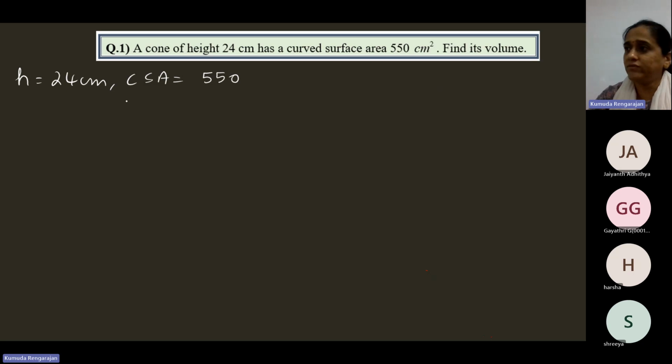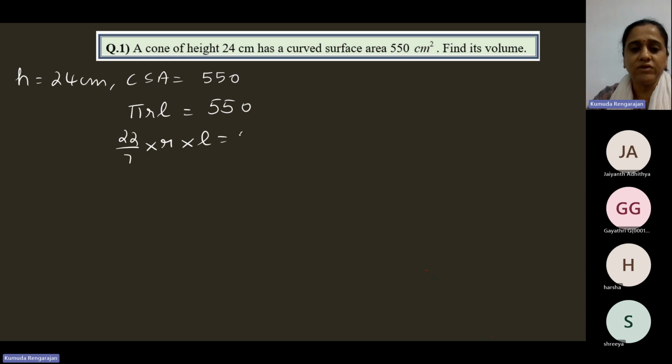Now let's work with CSA. CSA is 550. What's the formula to find the CSA? Pi RL. Pi RL is equal to 550. What's the value of pi? 22 by 7 into R into L is equal to 550. R we don't have, and L also we don't know.